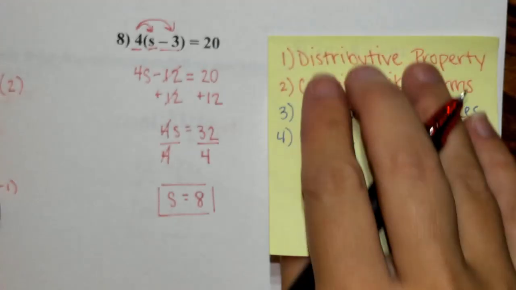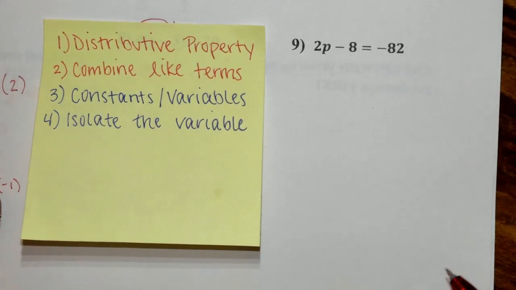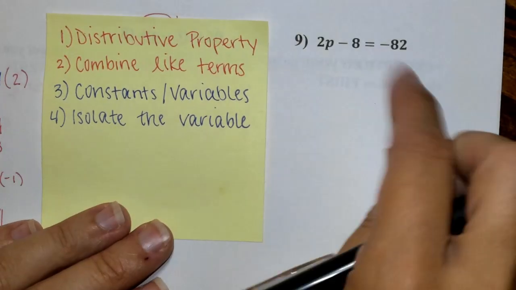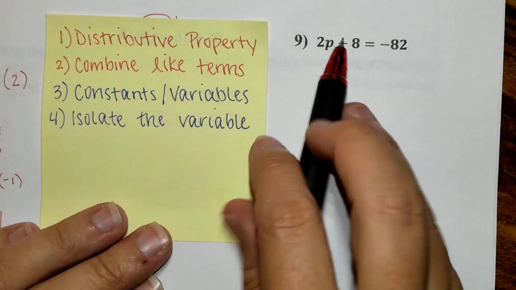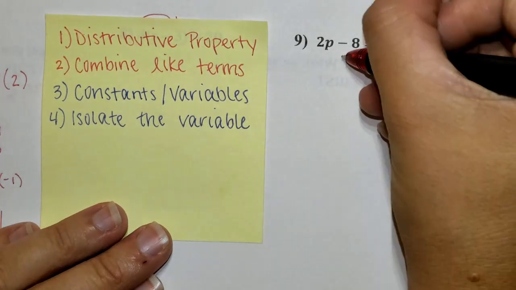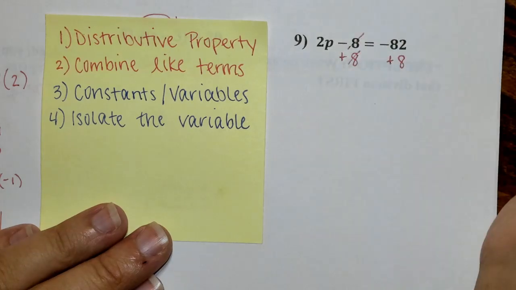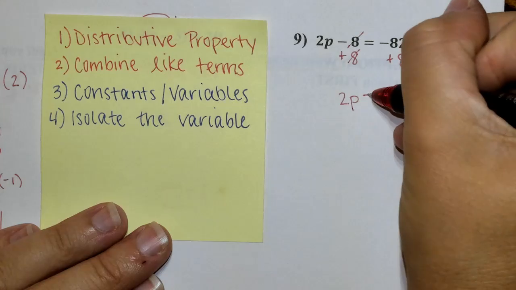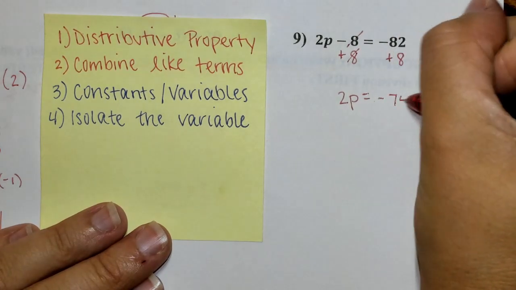Okay. Last problem. No parentheses, so I don't have to distribute. Cannot combine like terms. There are no like terms on both sides or on either side. Okay, but on step 3, constants and variables. Variables already on the left, so we move our constants to the right. Minus 8 becomes plus 8. If we add 8 on one side, we add 8 on the other side. That gives us a 2p equals negative 82 plus 8 is negative 74.